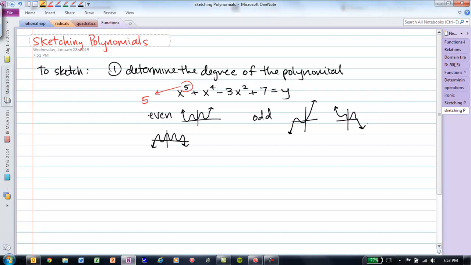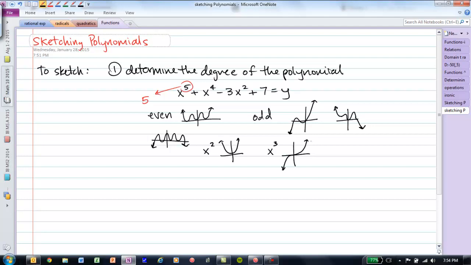This should sort of make sense to you because if you think about x squared, which would be an even function, that's a parabola where both ends point up. And if you think about x cubed, which is an odd function, that is the one that kind of looks like an S, where the ends go in opposite directions.